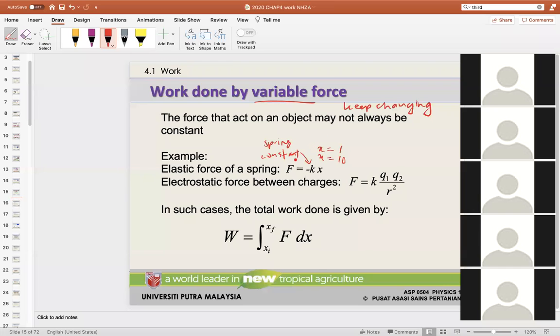Oh, not yet. Sorry. Doctor, is it F equals Kx or F equals negative Kx? Elastic force is negative Kx. Why?